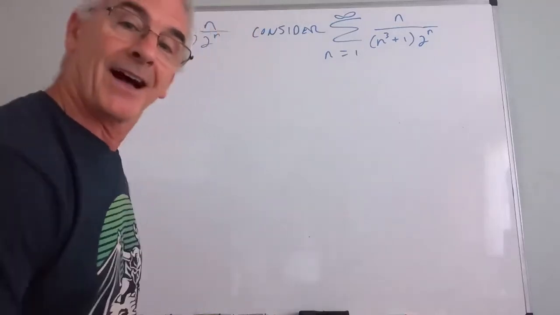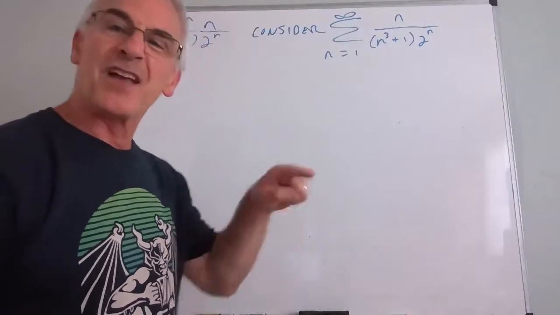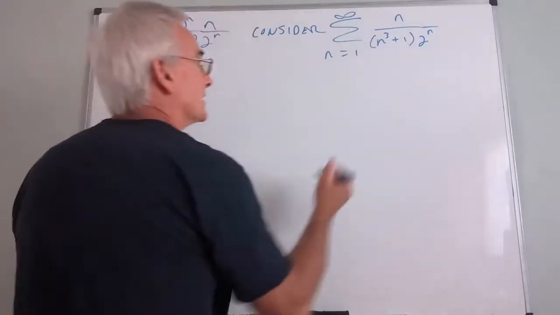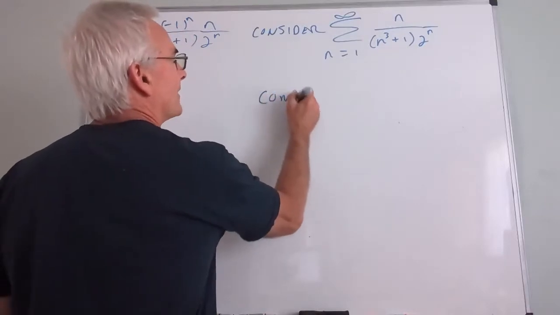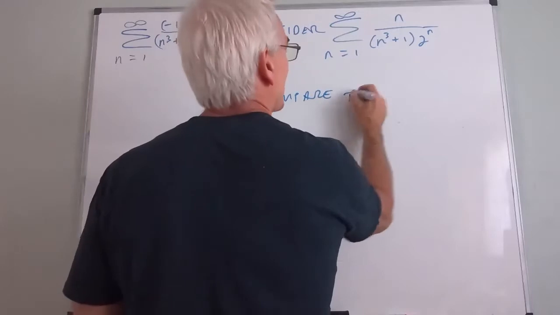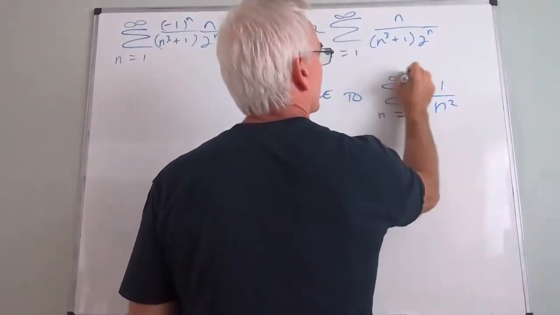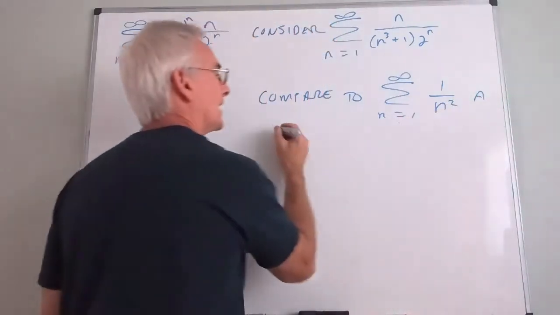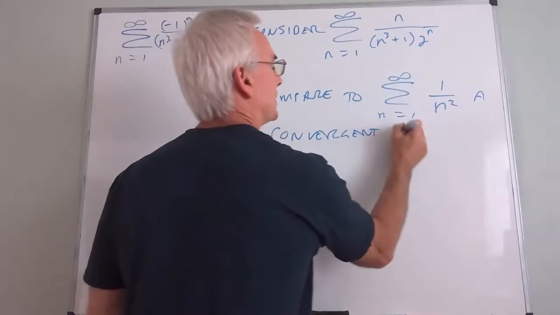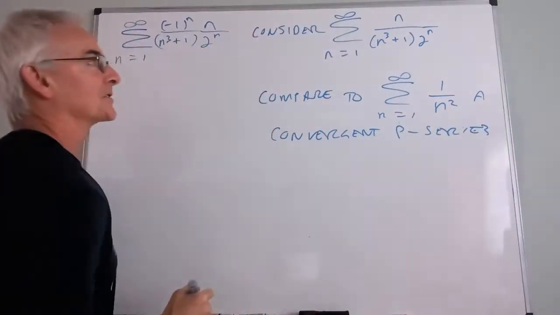How about we just do a direct comparison? Look at the denominator. It's going to get huge. I'm going to do a direct comparison because I'm lazy. No, that's too easy. You can't do that. How about I compare this one to this? A convergent p-series. You're going to like this. I'm going to compare it to this one.